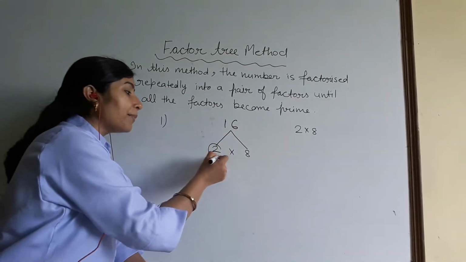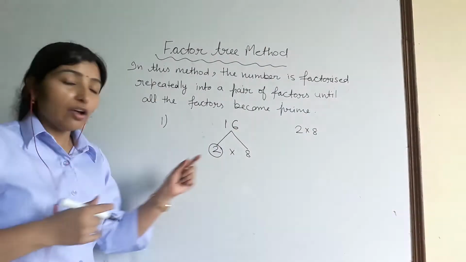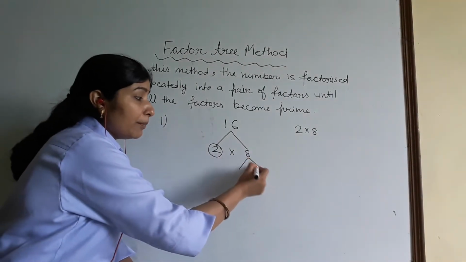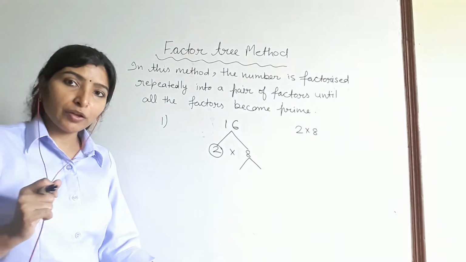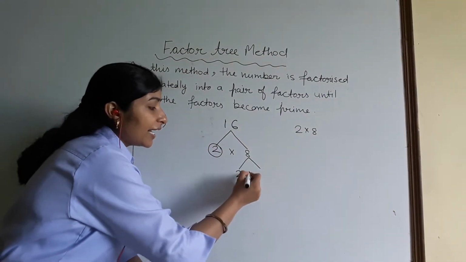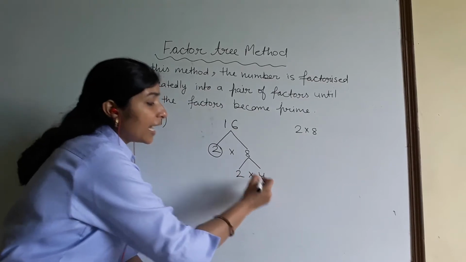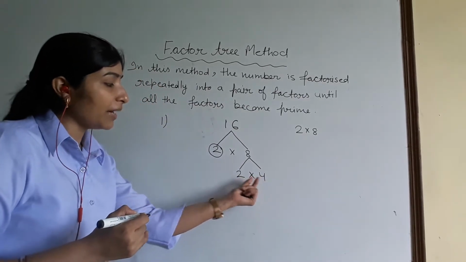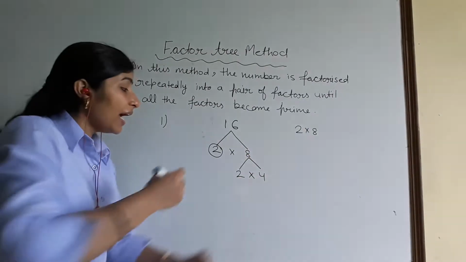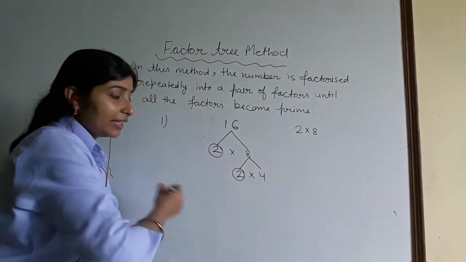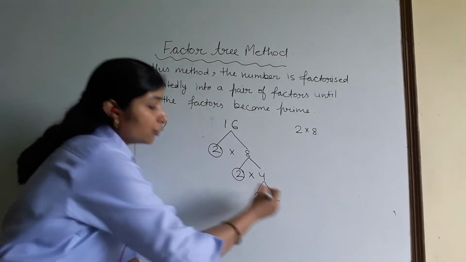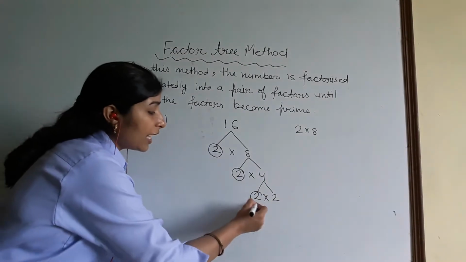And 2 is a prime number, so we will circle it. We will not make its branches. This is a composite number. We will make a branch of this. Okay. Now 8 will come again in 2 table. 2 4s are, when you multiply 2 by 4, you will get 8. So these are the factors of 8. And 2 is a prime number, circle it. Now make factors of 4. 2 multiply 2. Okay. Now these both are prime numbers.